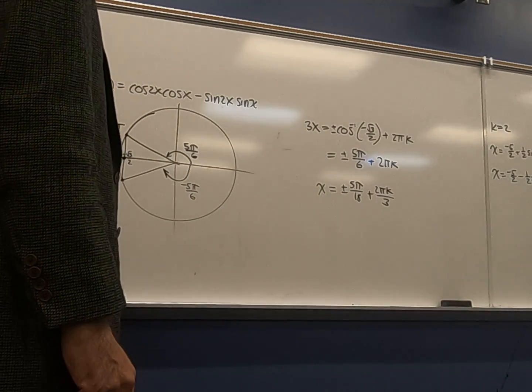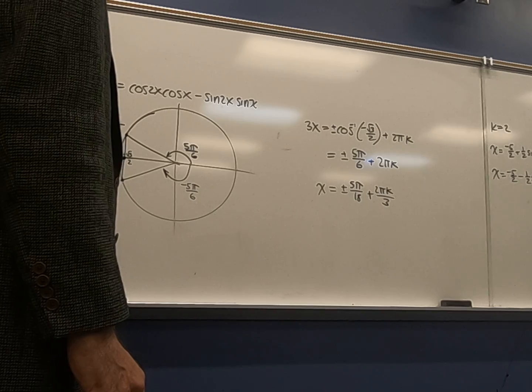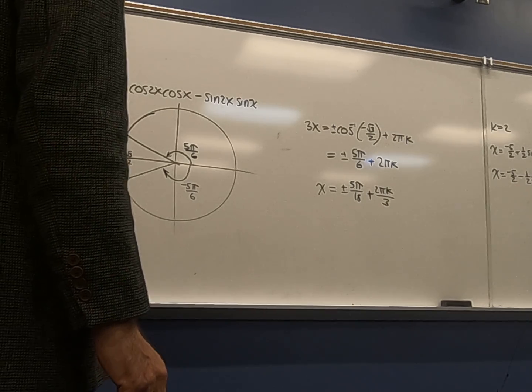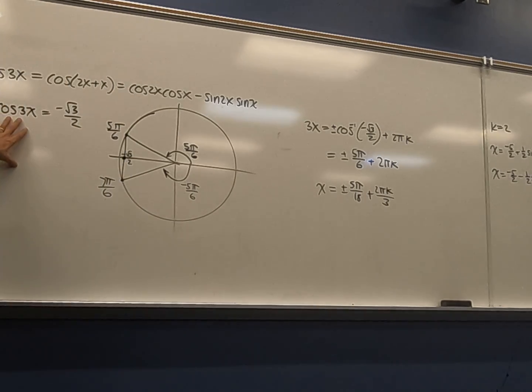How are we doing? So to get the cosine 3x, we use an identity to pretty much combine them together. Alright. Well, it's not really an identity, it's the inverse cosine function.